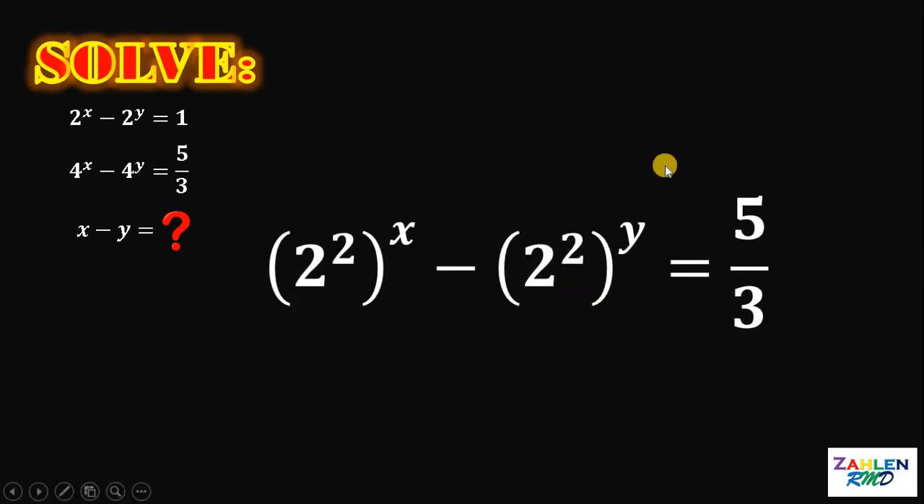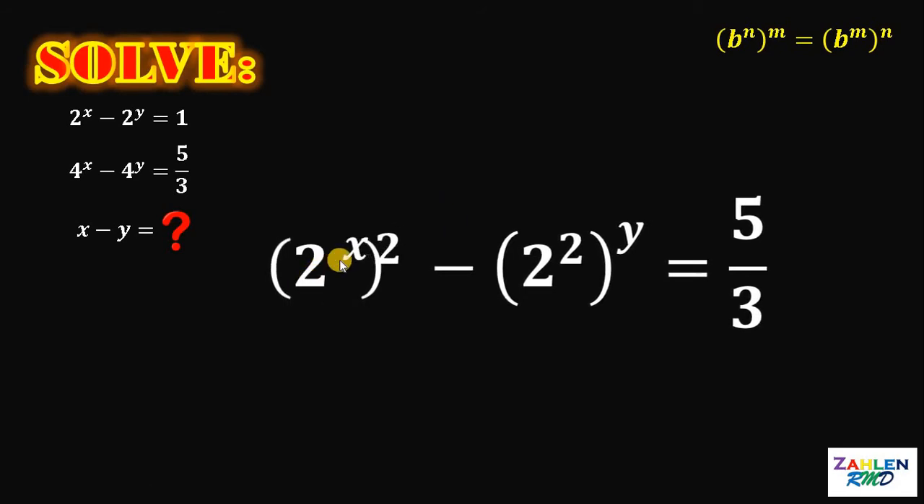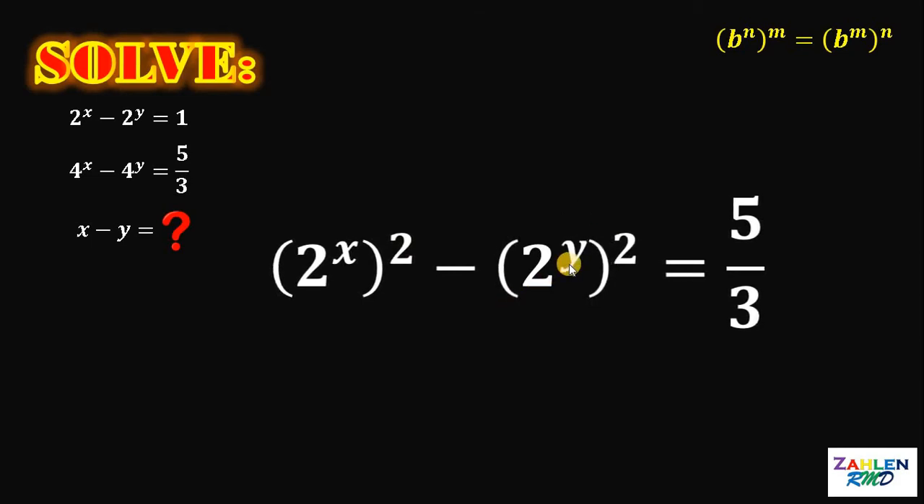Now we will apply some laws of exponent. If we have b^n raised to the power of m, it is equivalent to b^m raised to the power of n. Thus, the term 2^2 raised to x can be written as 2^x raised to 2, and this 2^2 raised to y can be written as 2^y raised to 2.